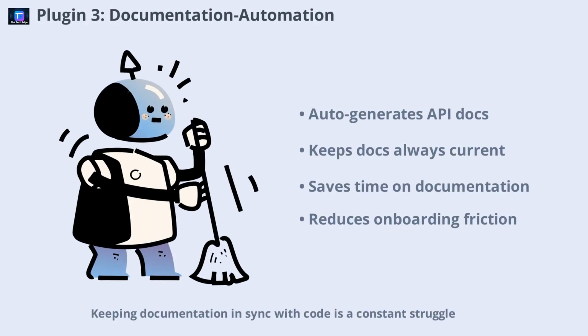Keeping documentation in sync with code is a constant struggle. Documentation automation solves this by scanning your codebase and generating up-to-date OpenAPI specs, API docs, and changelogs automatically. What once took 45 minutes per endpoint now takes just 2 minutes, and you can set it to auto-regenerate docs after every merge. This ensures your documentation is always current, reducing onboarding time and preventing costly misunderstandings.